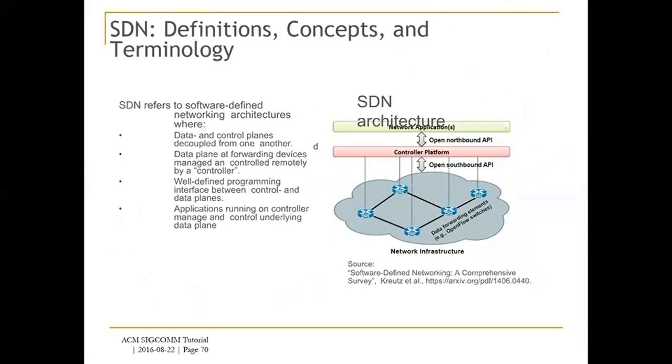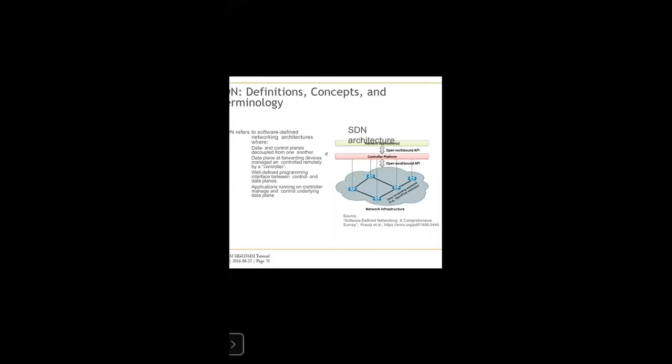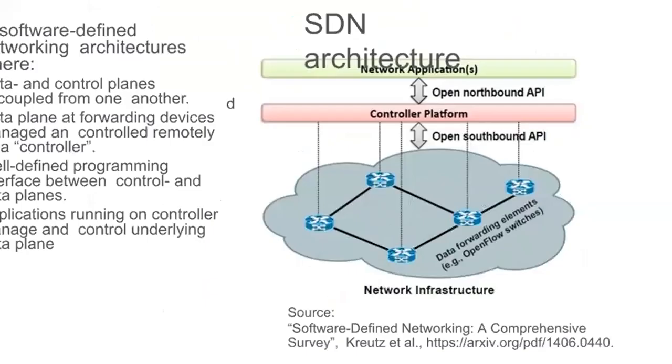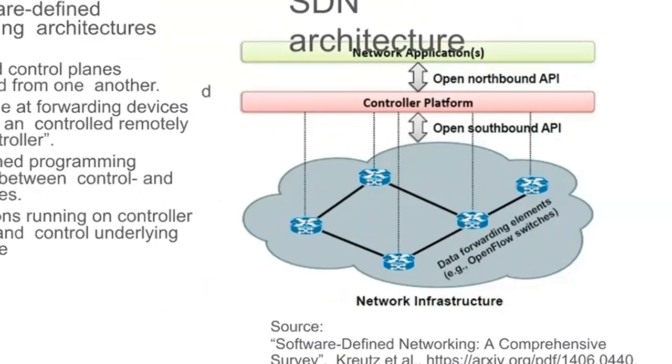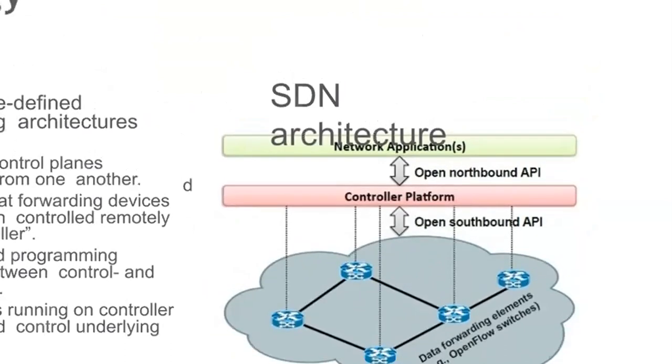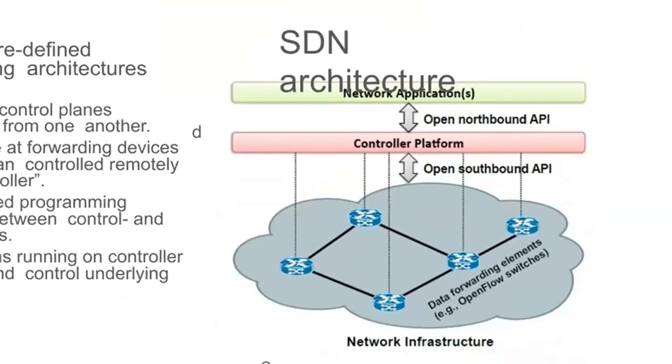So when we look at the diagram, the diagram consists of network application followed by northbound API, southbound API, and finally a network infrastructure which is responsible for the core routing operations as shown in the routers inside a cloud.